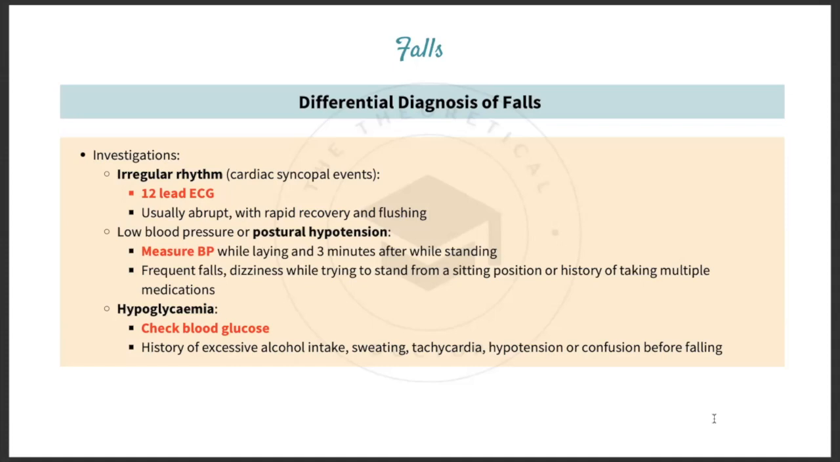Okay. So usually the patient would have had frequent falls or dizziness while trying to stand from a sitting position, or they have a history of taking multiple medications, polypharmacy, like in most old patients. Of course, there are some young patients who also may have this, but usually among the older generation. If it's a case of hypoglycemia, obviously you want to check the blood glucose. Maybe the patient may have had a history of excessive alcohol intake, sweating, tachycardia, hypotension, or confusion before falling.